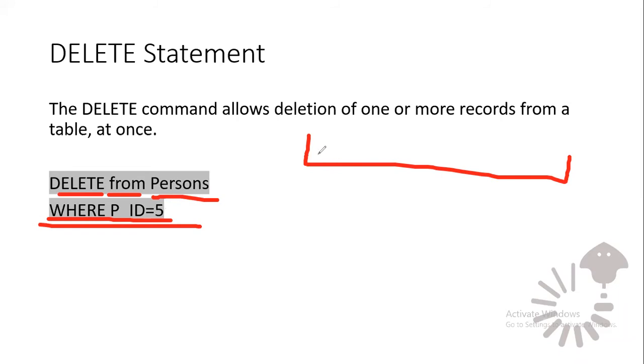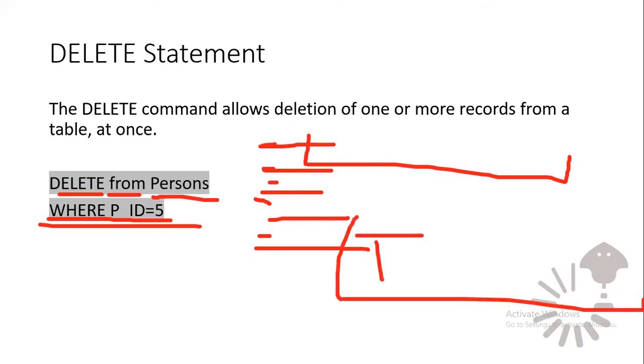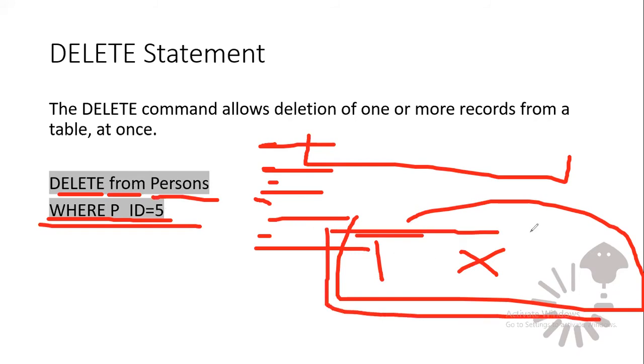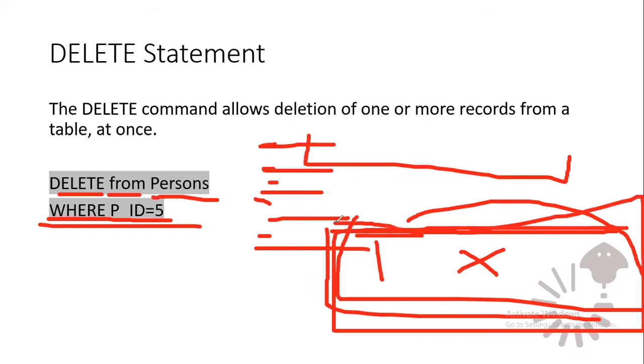Kung meron niyang where, so from start, dadaanan niya lahat. Hanapin niya where PID equal to 5 false, equal to 5 false, equal to 5 false, equal to 5 false, equal to 5 true. True. Ito yung di-delete ko. Ganun siya mag-execute. So, delete from, wala na siyang asterisk, kasi yung buong record, hindi naka-specify kung anong field, kasi buong record yung i-delete niya. Isang buong record.